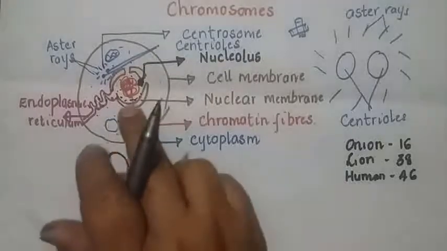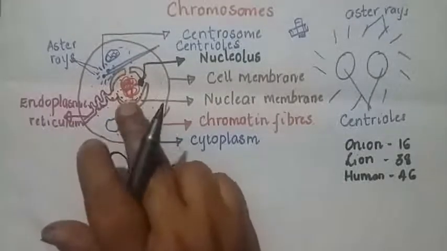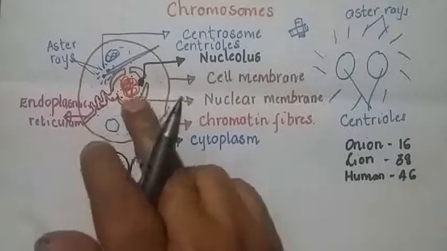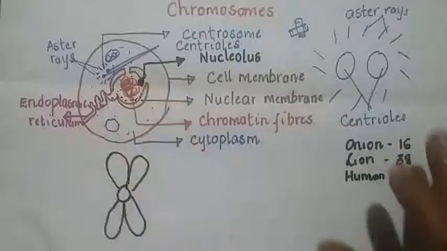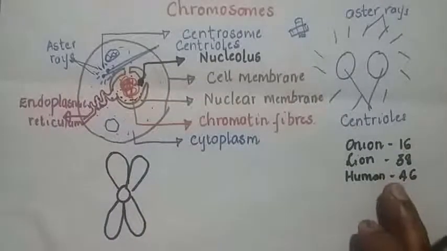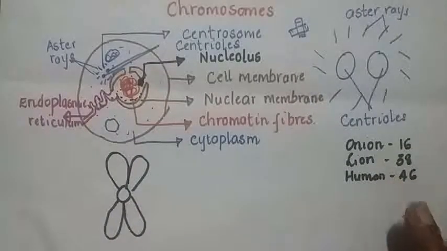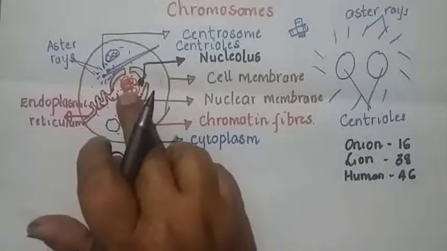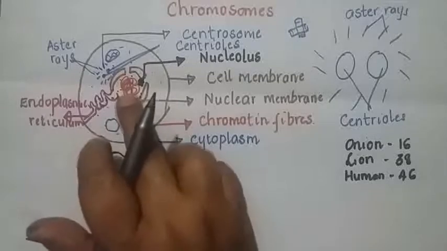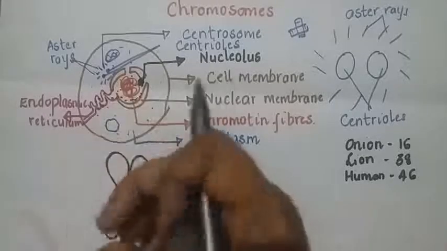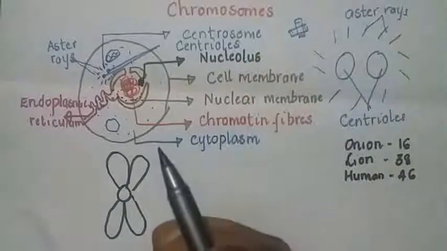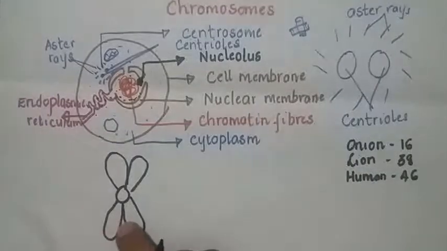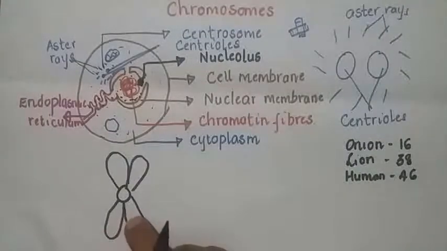So this is one single chromosome. I said we find the chromatin fibers inside the nucleus. So you will have as many chromatin fibers as the number of chromosomes. If it is a human cell, we find around 46 chromatin fibers, and all those chromatin fibers, which are the elongated thread-like structures, will condense. They condense and form a chromosome.